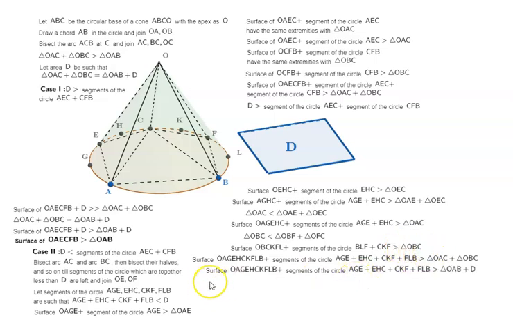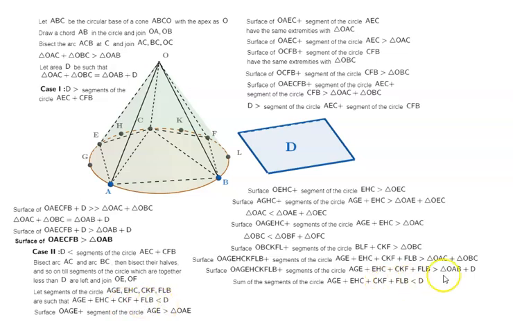Now, surface OAGEHCKFLB plus segments of the circle AGE plus EHC plus CKF plus FLB is greater than triangle OAB plus B. Why? Because remember, triangle OAC plus triangle OBC is equal to triangle OAB plus B. The sum of the segments of the circle AGE, EHC, CKF and FLB is less than D.